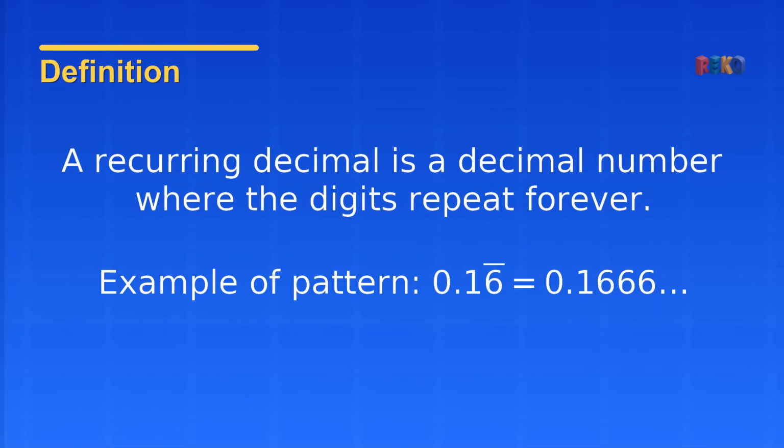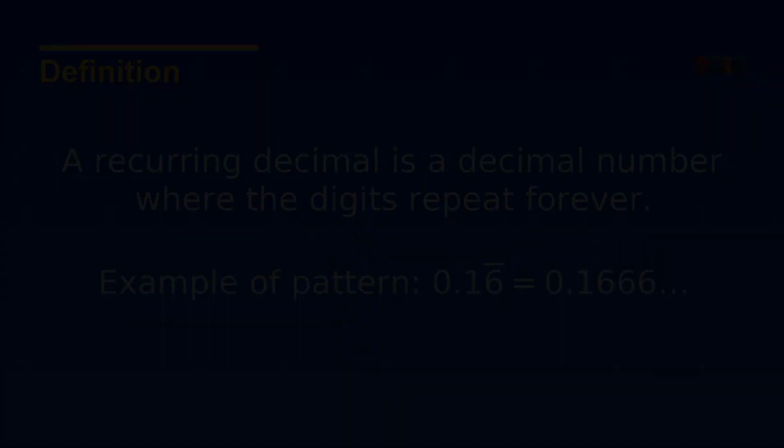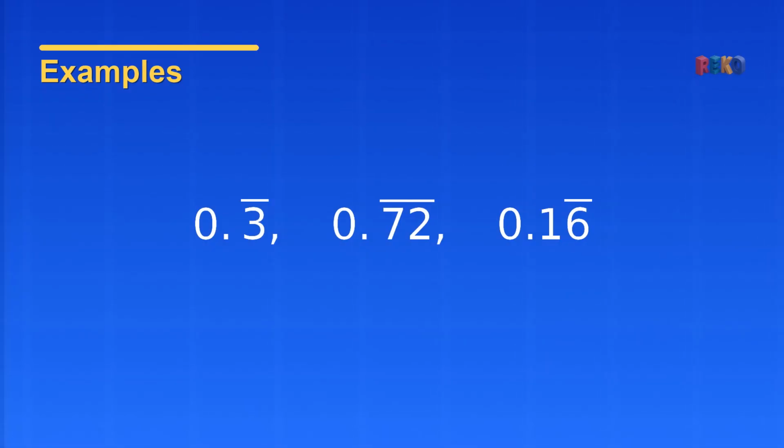A recurring decimal is a decimal number where a pattern of digits repeats endlessly. For instance, 0.16 recurring. The 6 continues forever. Here are some examples of recurring decimals. Notice how each has a bar above the digits that repeat: 0.3, 0.72, and 0.16. These patterns continue forever and never end.